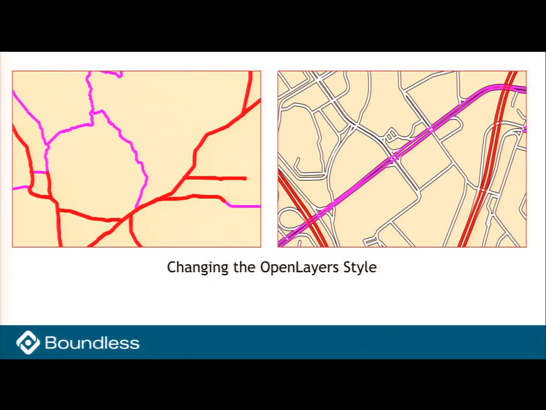I updated the OpenLayers styling function here to do road casing. As you can see, I don't have to change anything on the server. I just keep using the exact same tiles, and now I have two different looking maps.